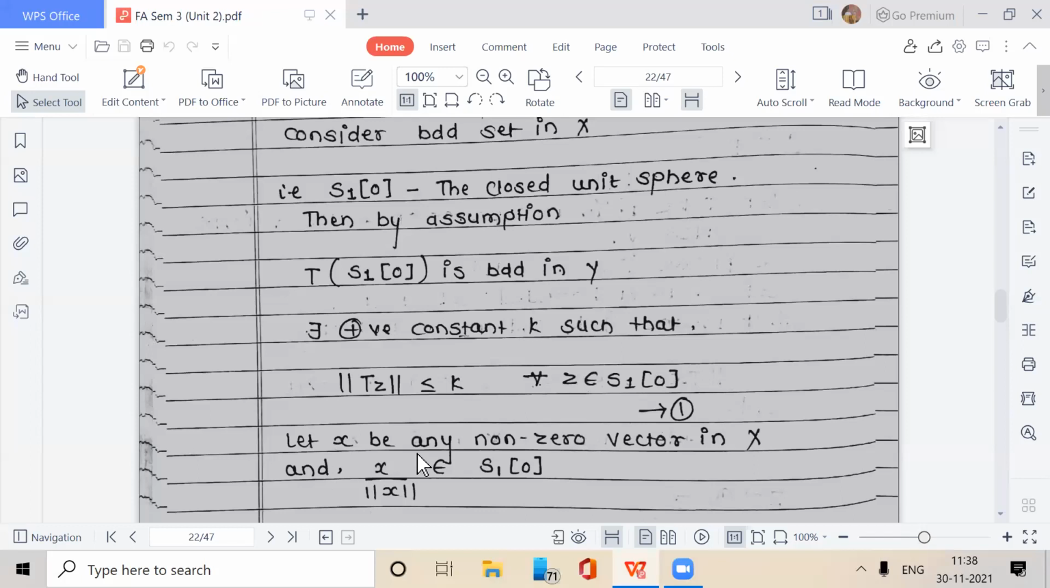Let x be any non-zero vector in capital X. Any problem? Nutan? Mute your mic.